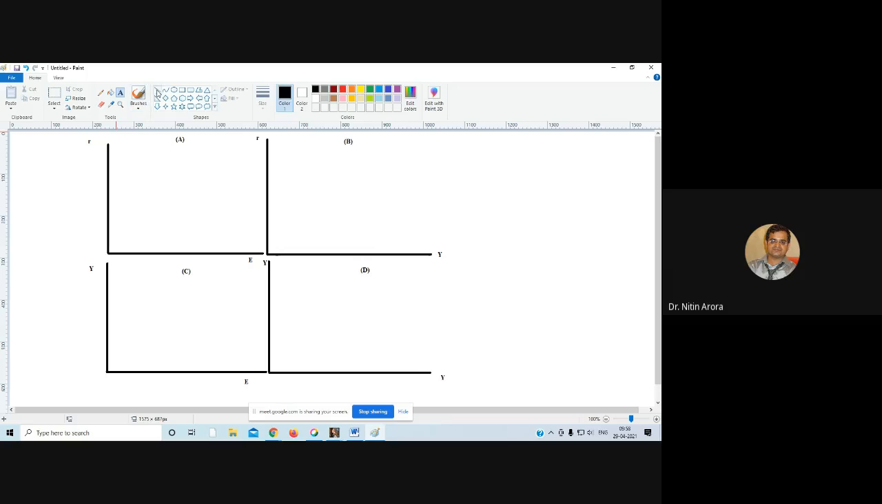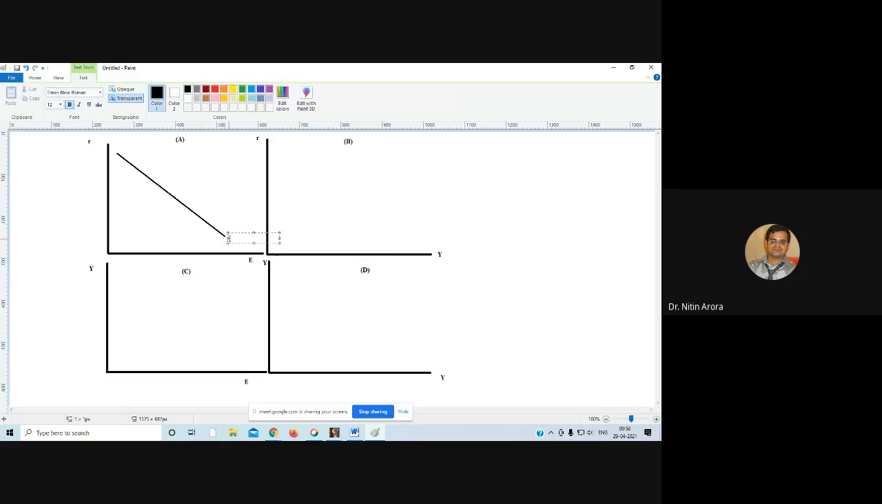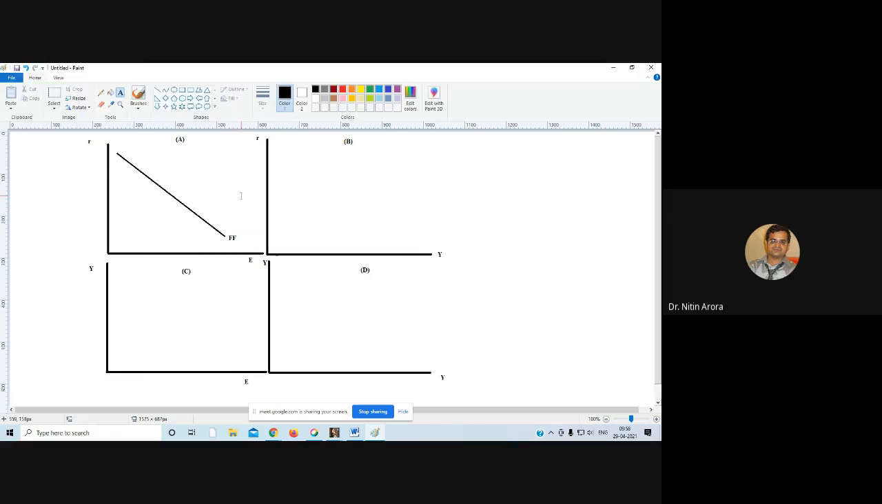Now what I'm going to have is a foreign flow curve in panel A that represents my capital account. We can say that the foreign flow curve is the locus of different combinations of interest rate and exchange rate.